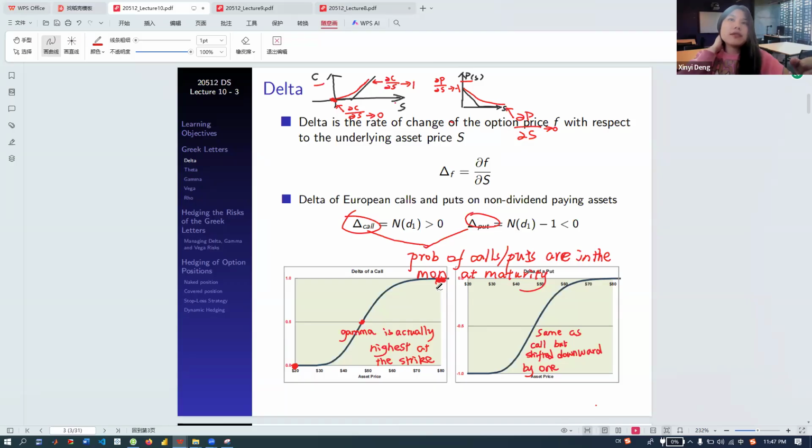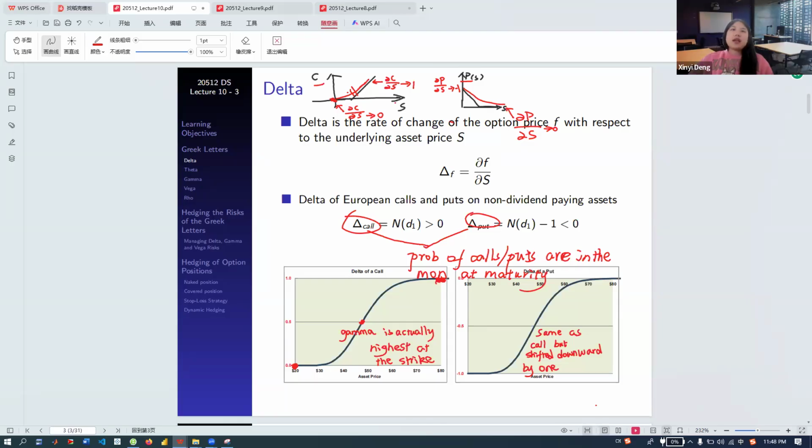We can also get a feeling about the delta at the strike price. So it appears that it should be approximately 0.5, right? Since it's right in the middle of 0 and 1. Also, there's a more intuitive explanation for that value of 0.5.